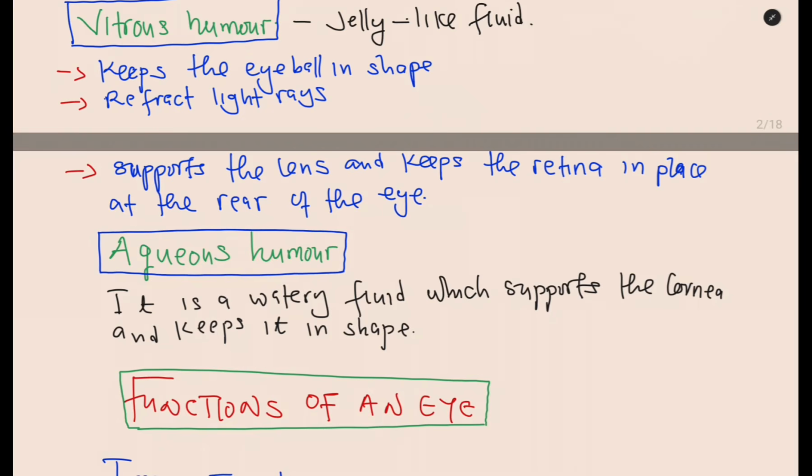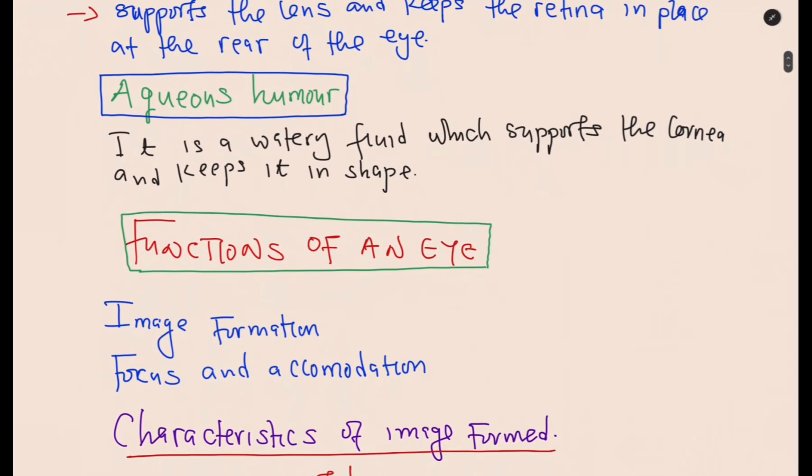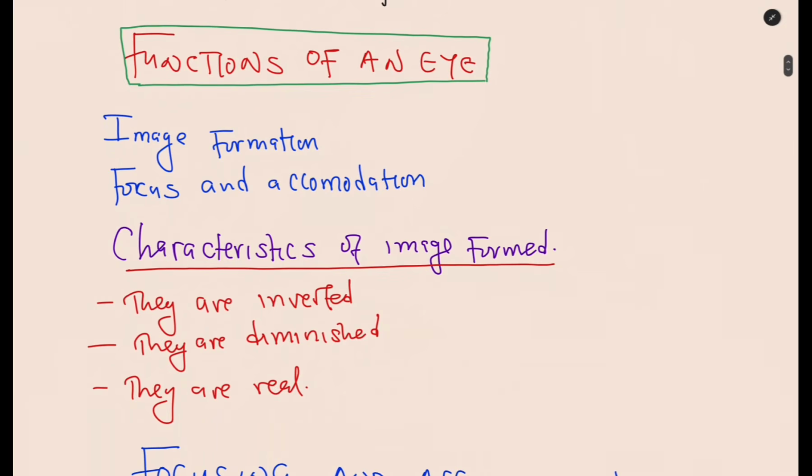Now, let us have a look at the function of an eye in general. The function of an eye is image formation and also focus and accommodation of image, as we are going to look at soon. What are the characteristics of the image formed by an eye? One, they are inverted, which means upside down. They are diminished, which means smaller than the object. They are real images.